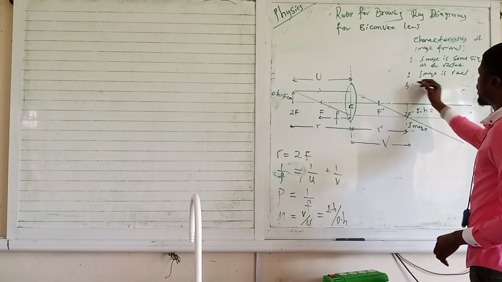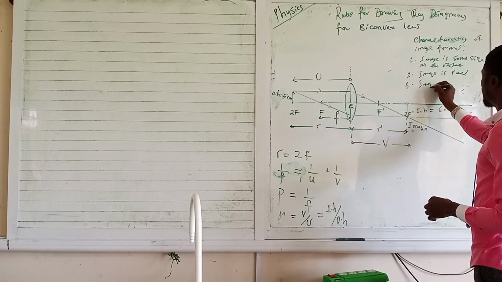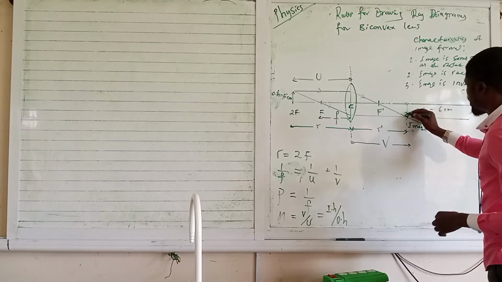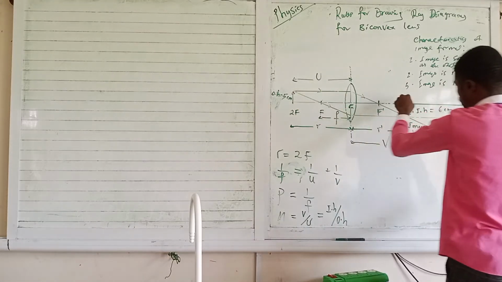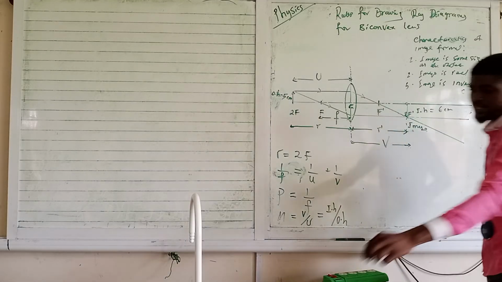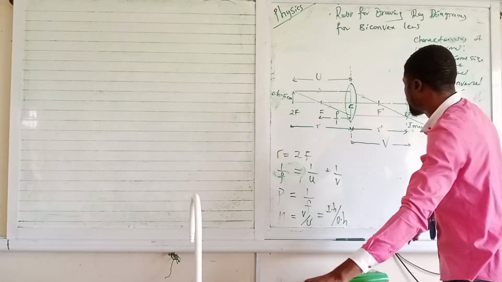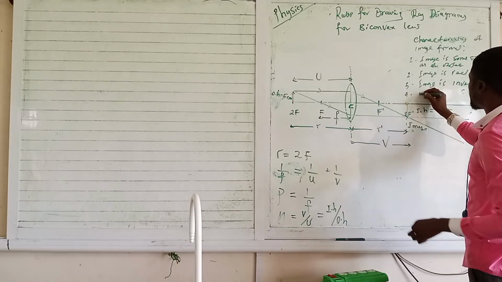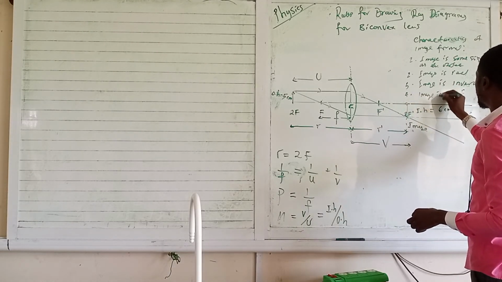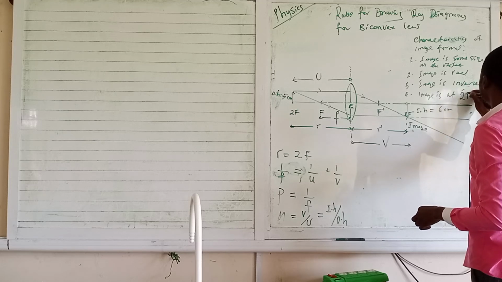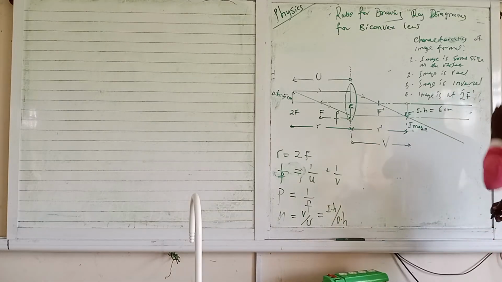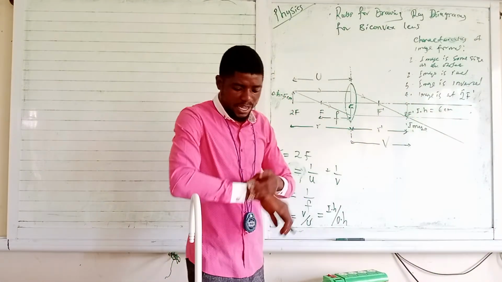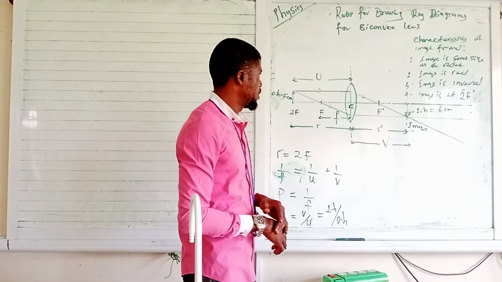Number 3, image is what? Inverted. Arrow down. It was arrow up, but arrow down here. All lenses will give you arrow down images. Number 4, the image is formed. Image is what? At 2F prime. This is what the examiners will require of you anytime a question is asked on this particular topic.